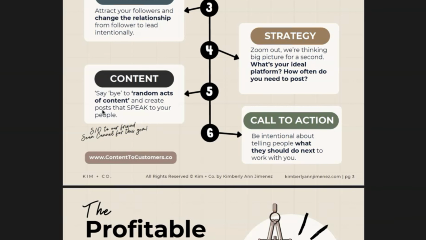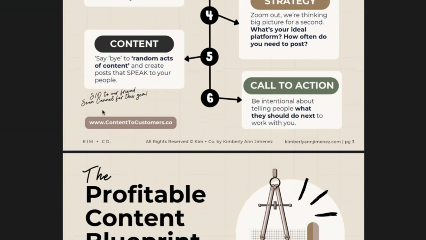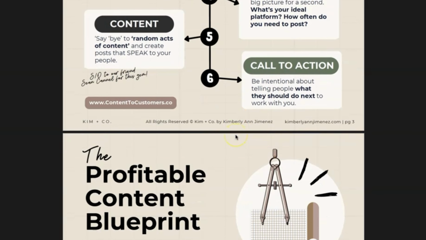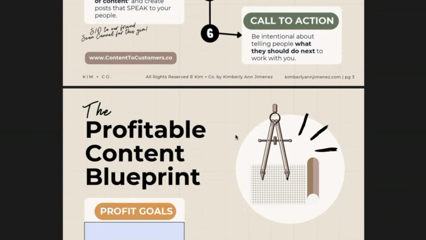That means we want to be intentional about speaking to your people with content ideas that are actually going to give them answers and not more information and add to the noise, especially if you want to compete against AI created or generated content. And finally, we're going to add a call to action. We want to be intentional about telling people what they should do next, how they could work with you, how they should sign up for your email list or whatever that next step is in your selling process.